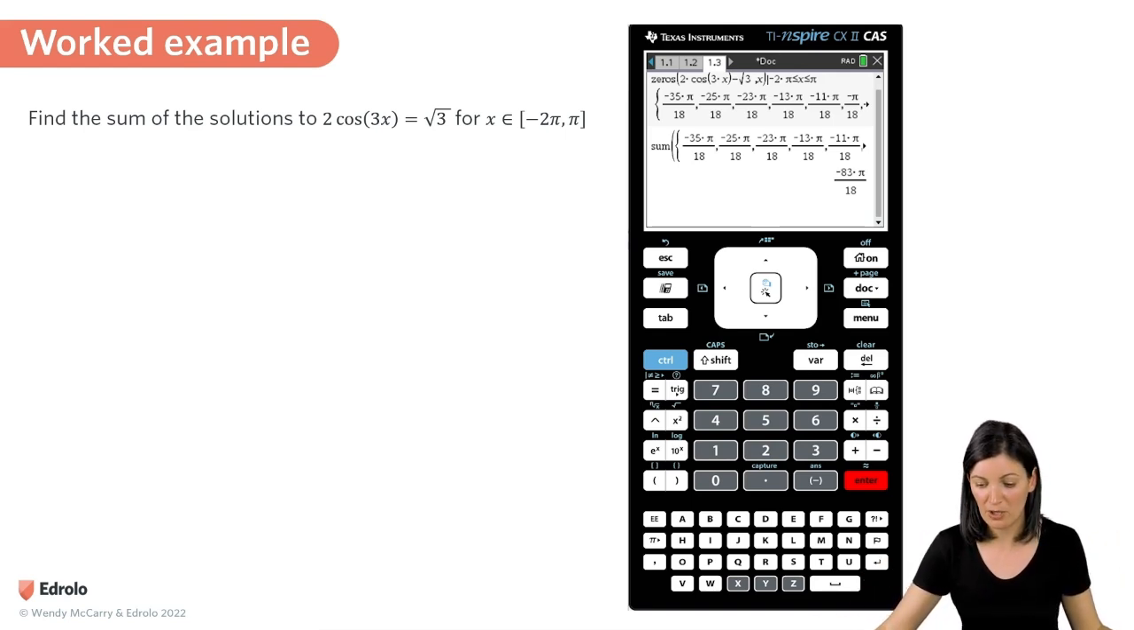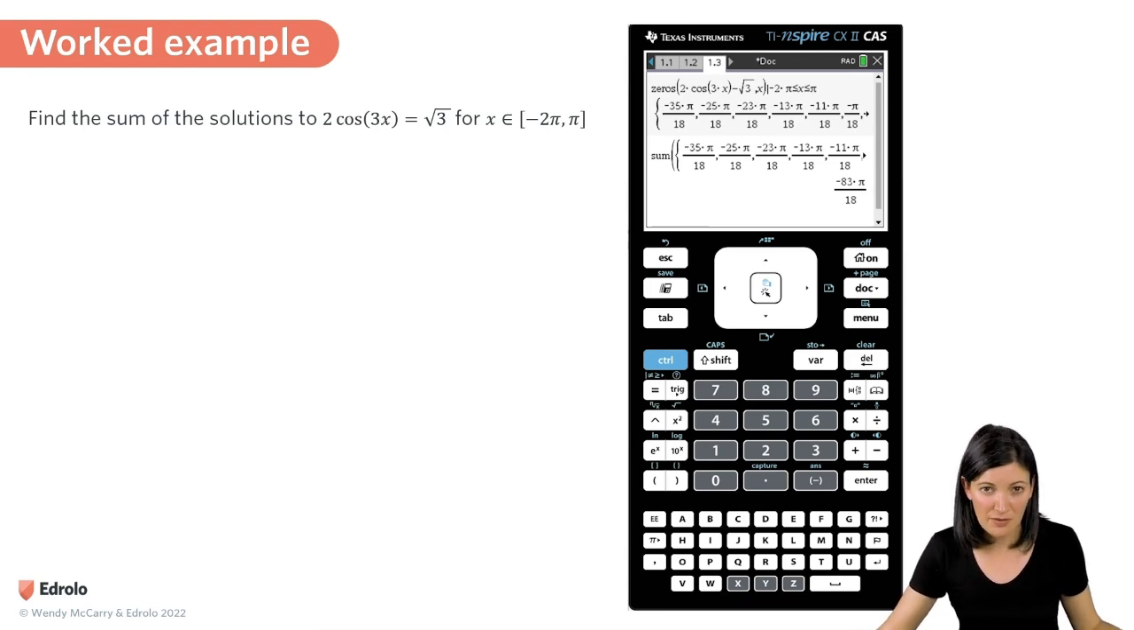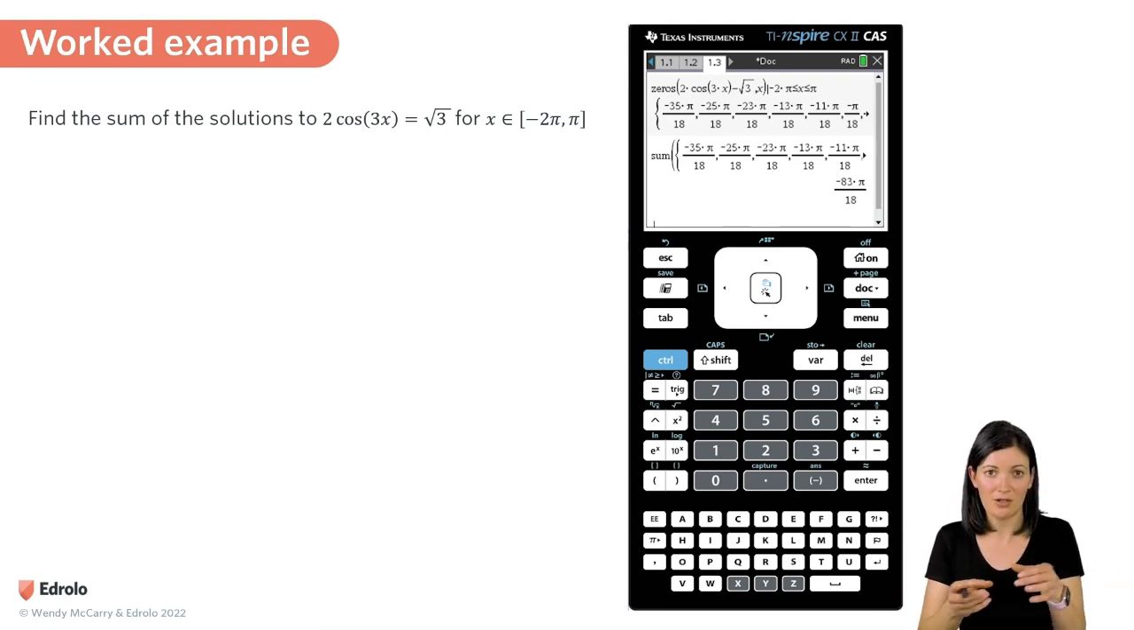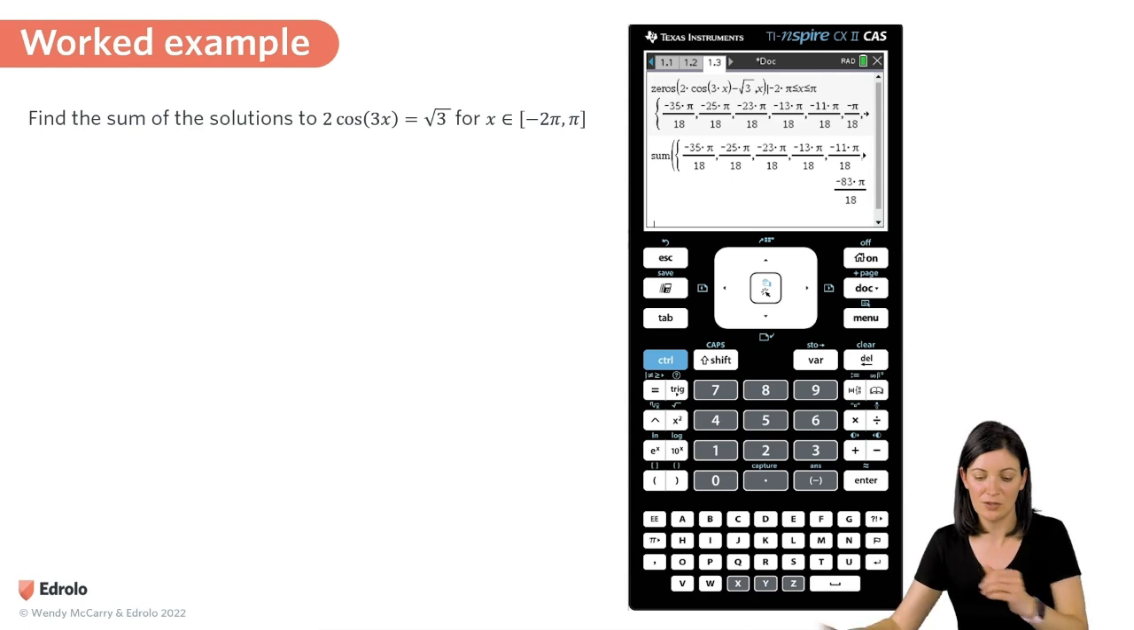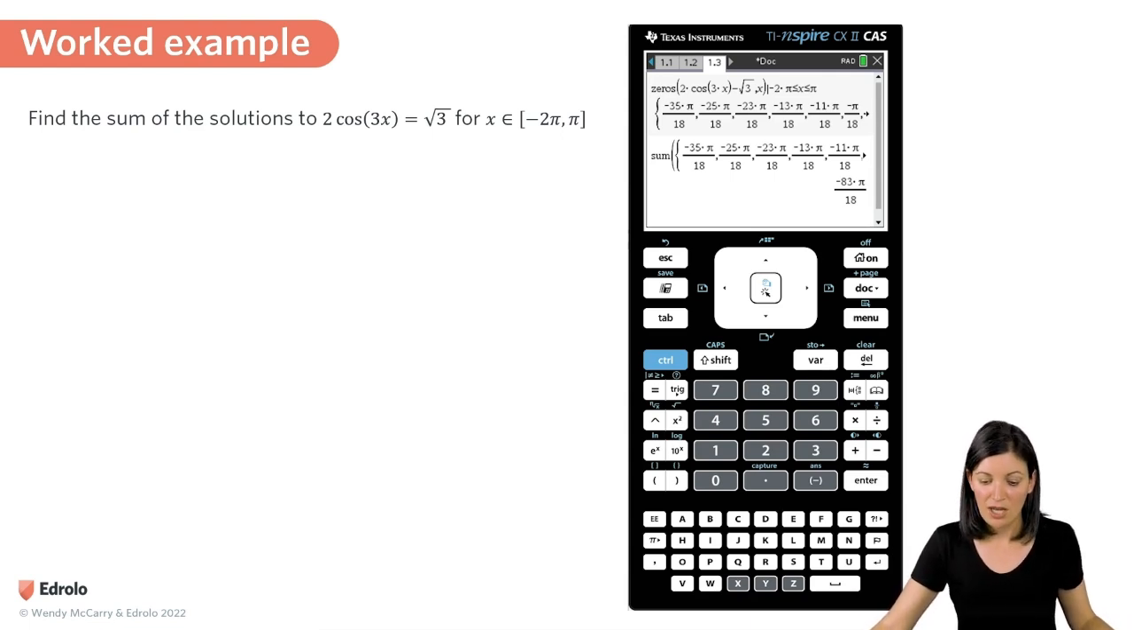But you do need to remember that you've got to use the zeros function instead of the solve function. If you try using the solve function, your calculator gives you each individual answer as x equals, x equals, x equals, instead of it being just as a set here. So you won't be able to then use the sum function if you try using the solve function. So you've just got to remember that little trick.